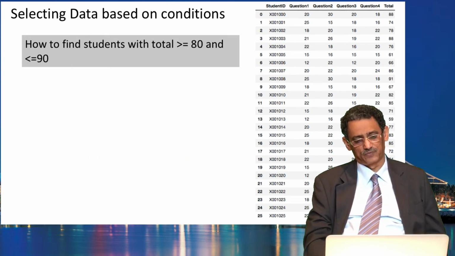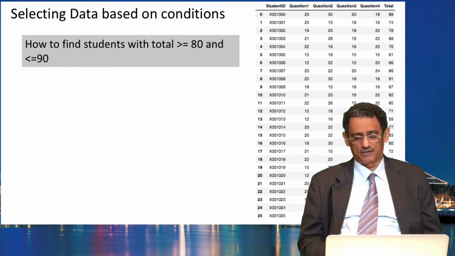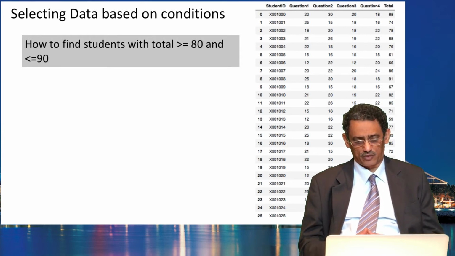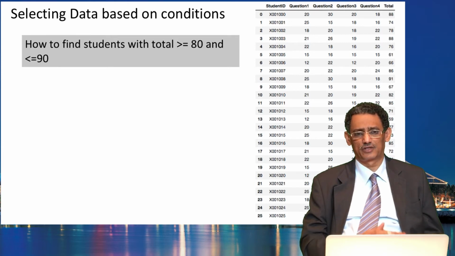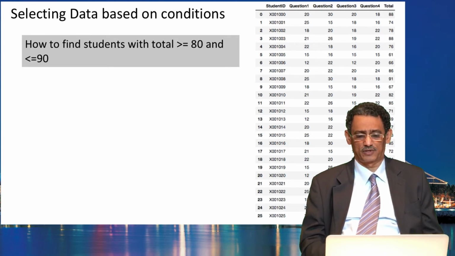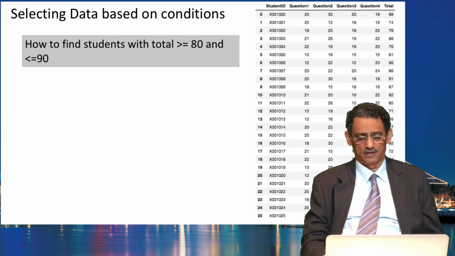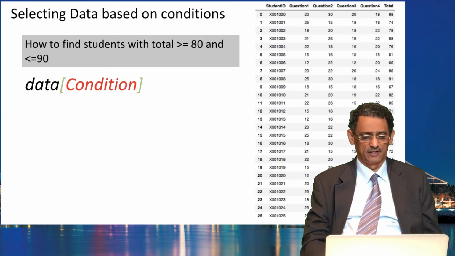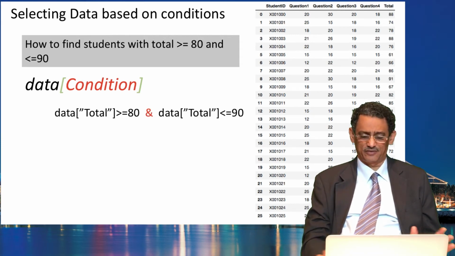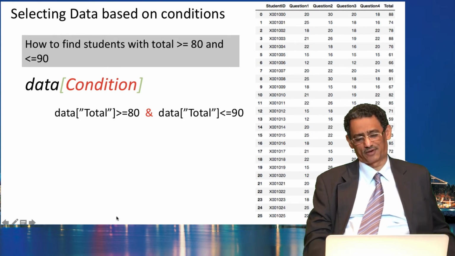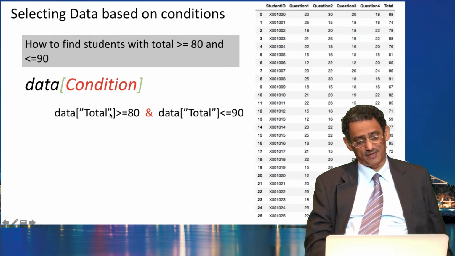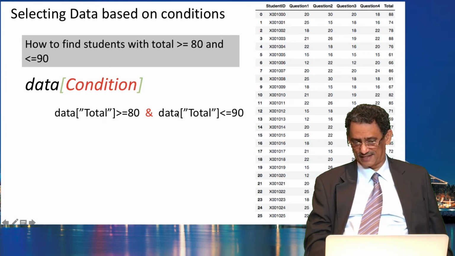Yeah. Now here is the more complicated condition that we mentioned, and here we're looking for students with more than or equal to 80 and less than or equal to 90. So there are two conditions here. The same thing, yeah, data condition. But the condition here is a little bit longer. The first one we're familiar with: data of total more than or equal to 80, similar to the previous one, here more than instead of less than. And the other one is similar, yeah?